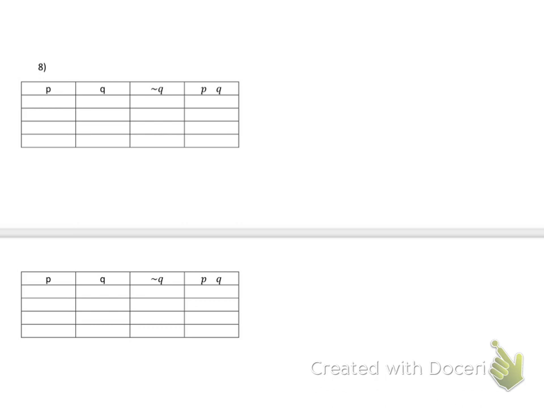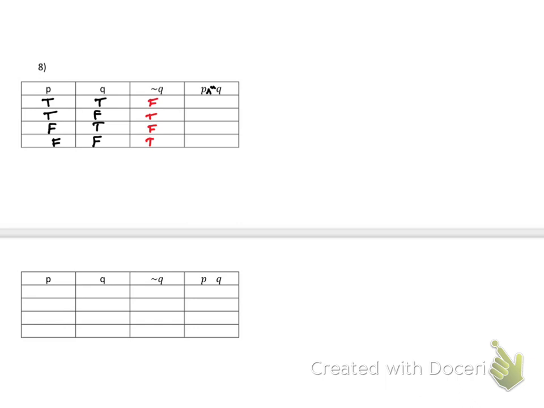All right, 8. I meant to make it an and in negation of Q. It's an and in negation of Q. So our pattern, we got true, true, true, false, false, true, and false, false. Remember, the negation of Q just means the opposite of Q. So that will be false, true, false, true.